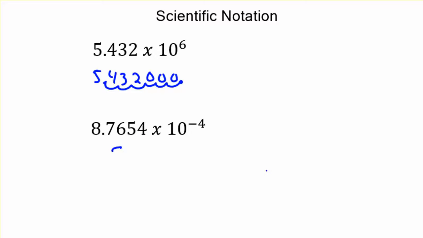Let's try it with a negative exponent. We're now going to move it to the left. Well, you write down the number 87654, start where the decimal point is, and then go to the left 4 times. 1, 2, 3, 4. Put your decimal point, fill in those 3 zeros, just little placeholders.